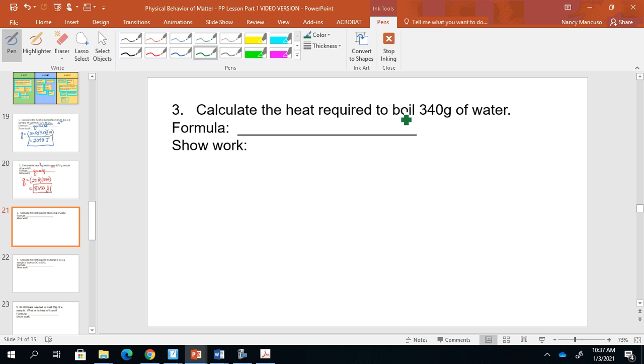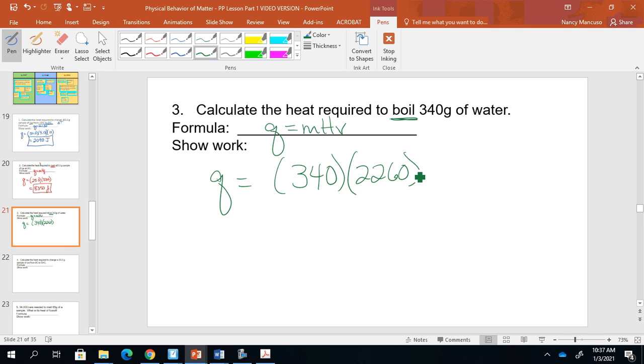Calculate the heat required to boil 340 grams of water. If I'm boiling, I want Q = mHv because the v is for vaporizing. So Q is equal to, my mass is 340. I go to the reference tables, Table B, and look up heat of vaporization because this is water: 2260. And of course, it takes more heat to boil than it takes to melt. It's a harder phase change.